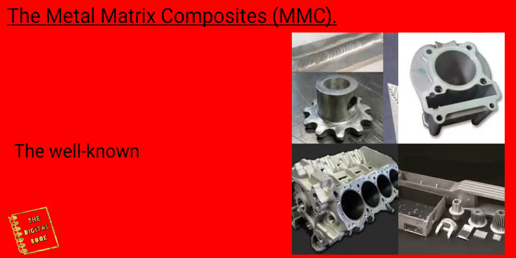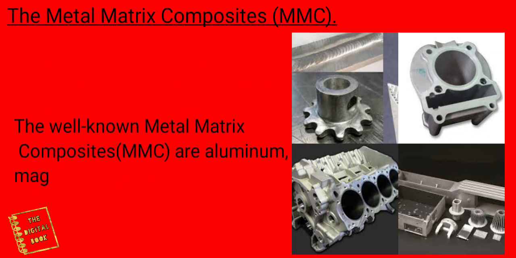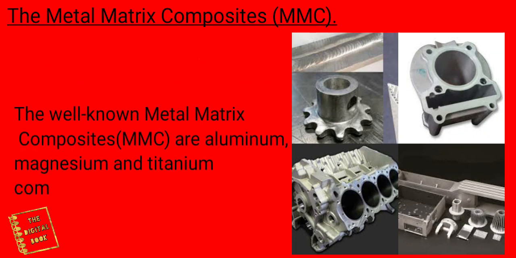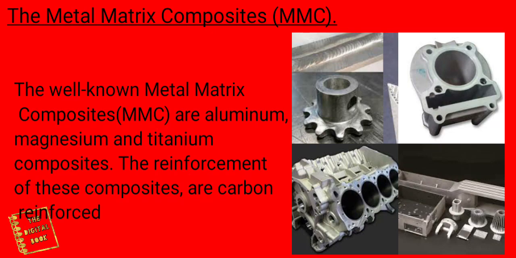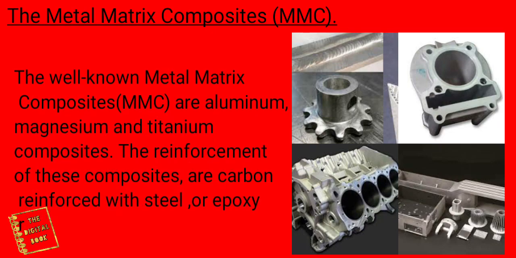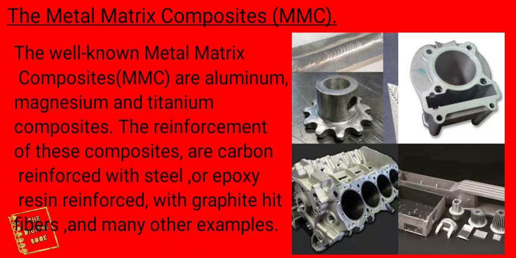Coming to the first point, metal matrix composite. The definition is: the well-known metal matrix composites, MMC, are aluminum, magnesium and titanium composites. The reinforcements of these composites are carbon reinforced with steel, or epoxy resin reinforced with graphite fibers, and many other examples.